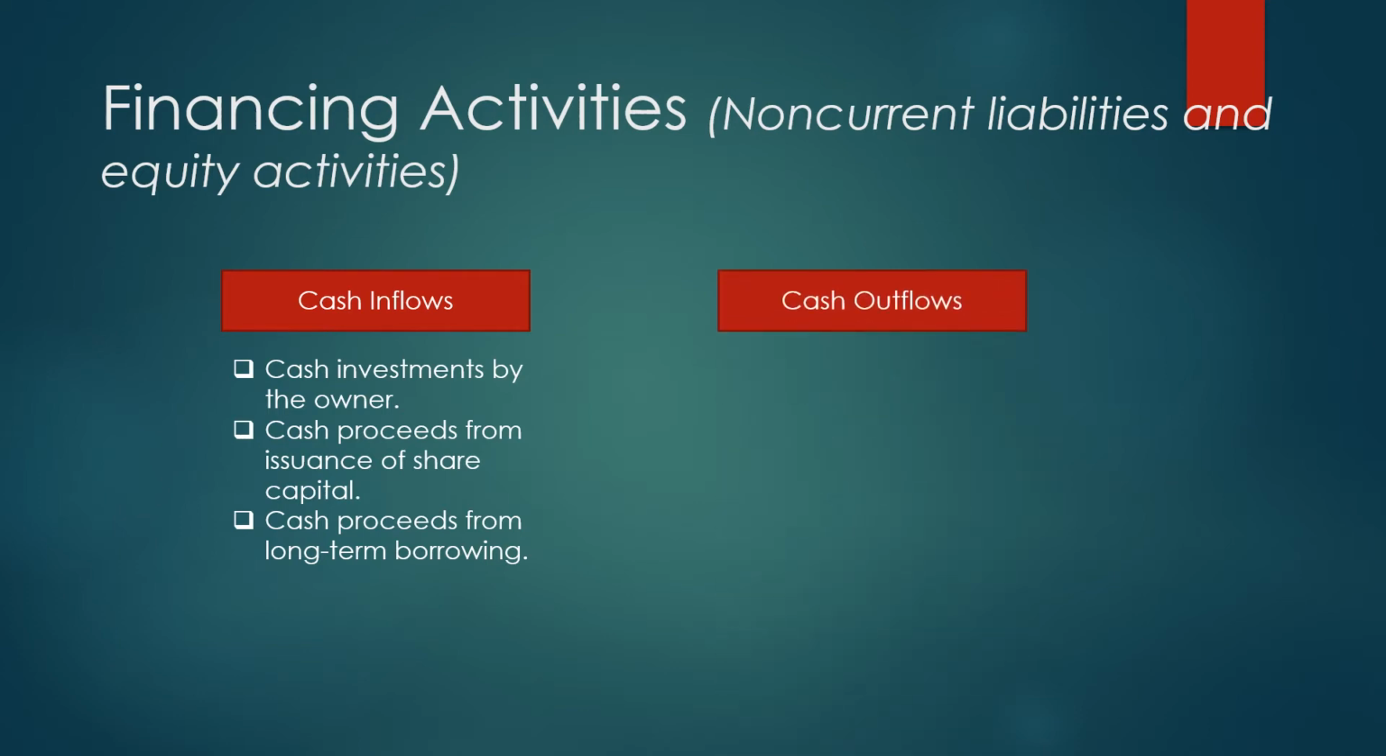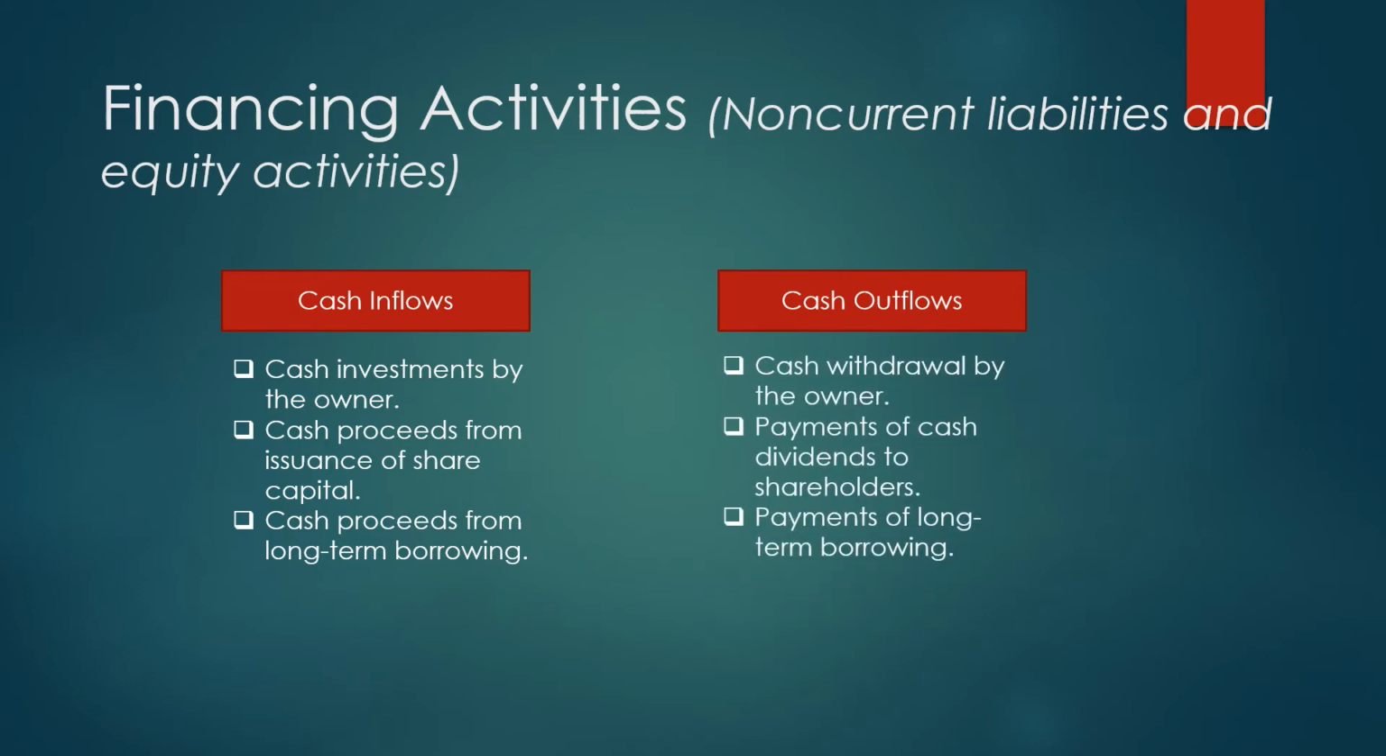Okay? So, for cash outflow, cash withdrawal by the owner. The owner, for personal emergencies, took money from the company. Right? That is part of your statement of changes in equity. Withdrawal by the owner for personal use. So it's an example of cash outflow under financing activities.